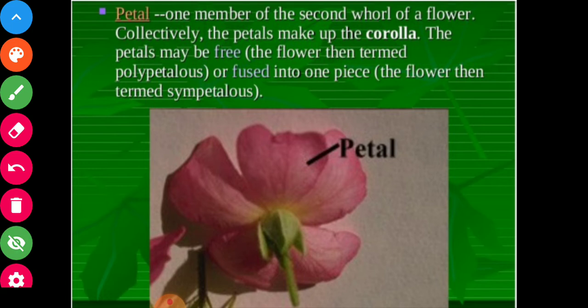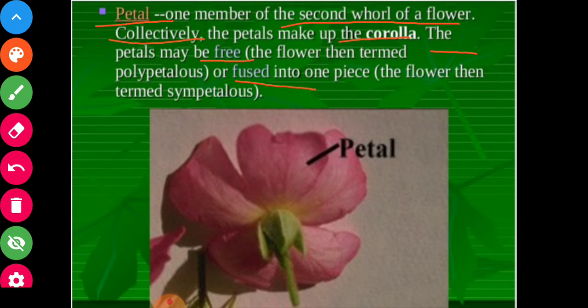Next is petal. Mostly this part of the flower is colorful. One member of the second whorl of the flower. Collectively the petals make up the corolla. So collectively they are called corolla. The petals may be free or fused. So petals may be united or they may be free.